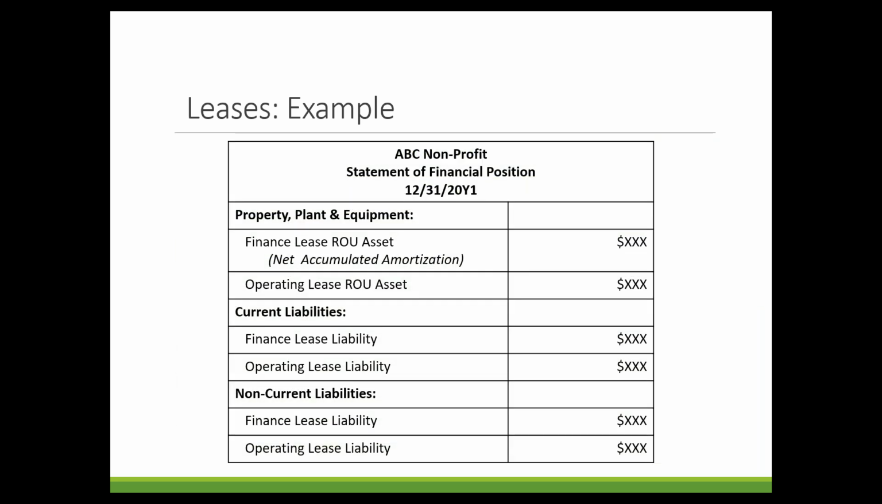Here we have an illustrative example of what your balance sheet would look like. You would recognize your finance lease ROU asset, net of your accumulated amortization, and your operating lease ROU asset under PPE, and you'll recognize your current and non-current finance lease and operating lease liabilities.